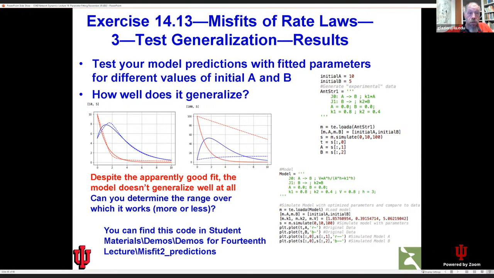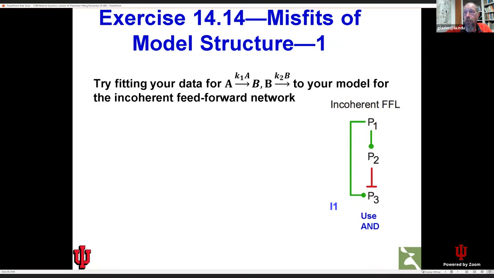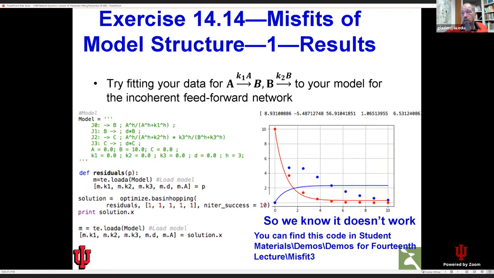And I do appreciate your patience with me in pushing a little bit fast through this, but there's one final exercise I want to do as an illustration of the problems that we face. Okay. So this was the one that I alluded to at the beginning, which is, we now have our fit, A goes to B, B goes to nothing. And we're going to try to model it with our incoherent feedforward network. And I'm not going to ask you to try to do this by hand. I'm going to ask people to actually pull the example, misfit 3, and see what that does.